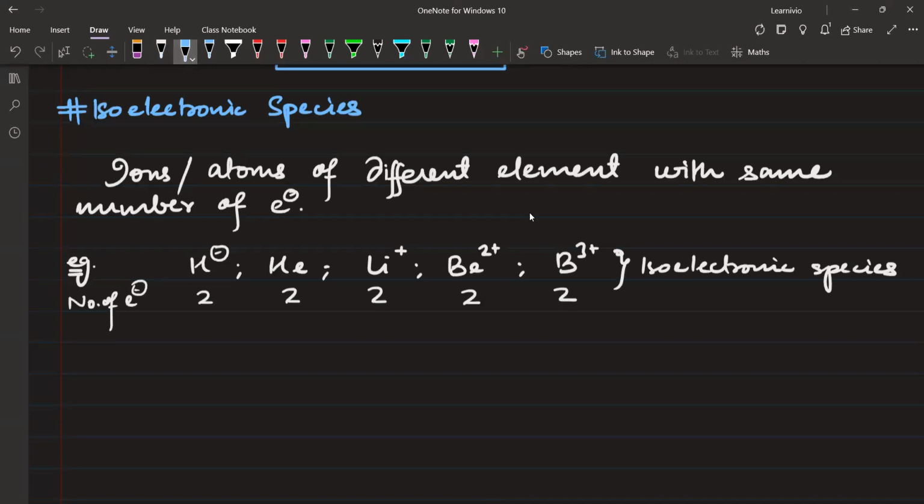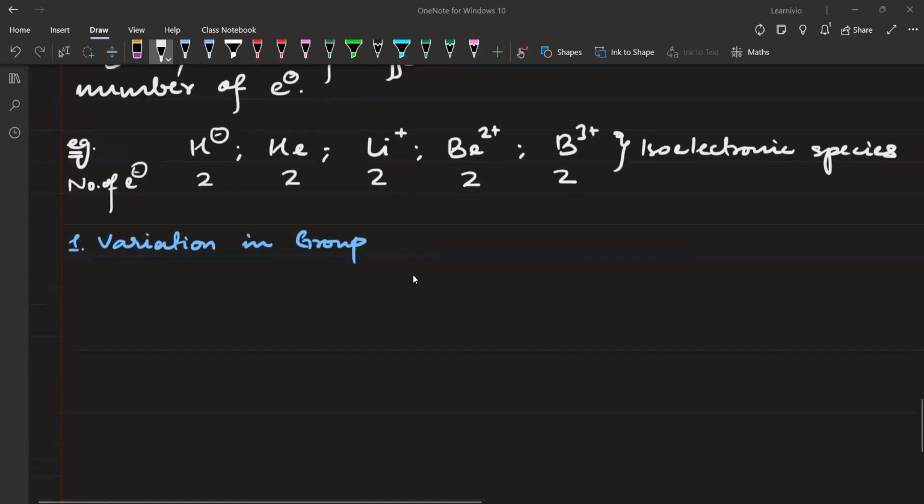Now, in terms of isoelectronic species, what will be the variation in a group? First of all, you write variation in group. तो ग्रुप में क्या वेरिएशन होती है, ठीक है? Because in a group you are always going to go down. एक ग्रुप के अंदर you will always increase the ionic radius because the atomic number is going to increase, है ना? Shell number is going to increase basically.